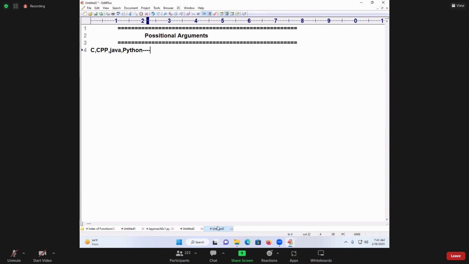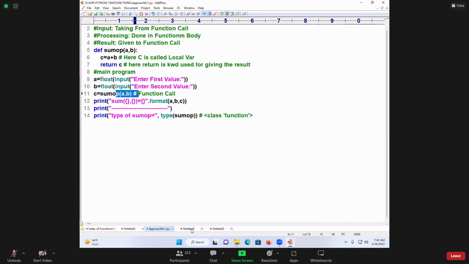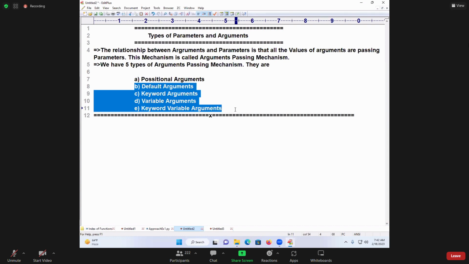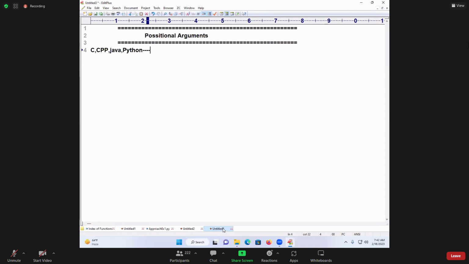C language will satisfy this, C++ will satisfy. But when you go to other languages, default arguments Java does not provide. Keyword arguments, these things are not provided in the other languages that effectively, but Python can provide it. Understand? Let me go further now.